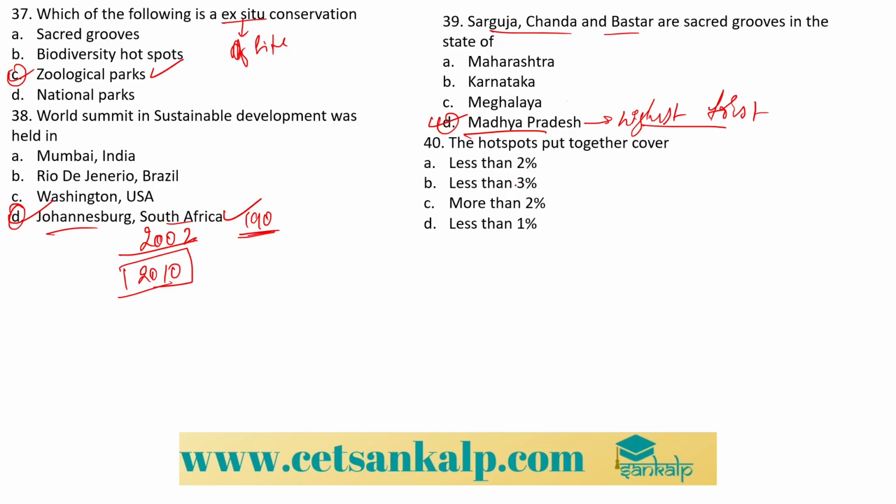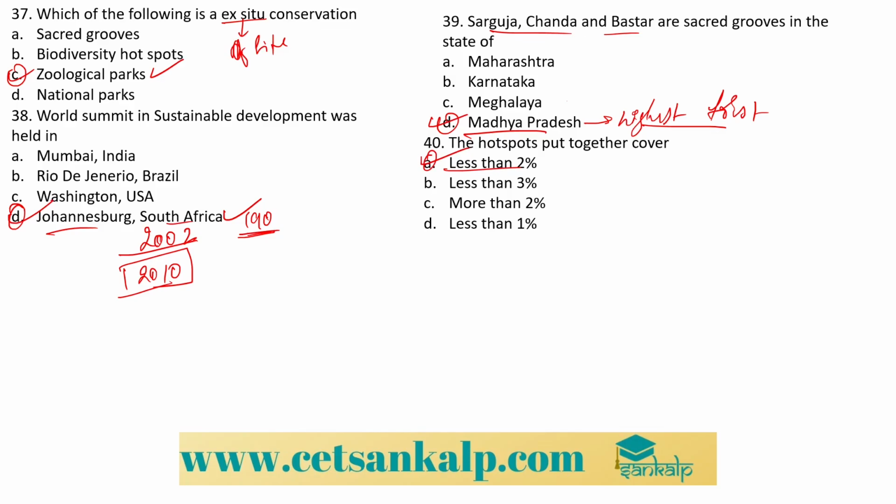The next question. The hotspots put together cover less than 2%, less than 3%, more than 2%, or less than 1%. The answer is less than 2%. They make up around less than 2%.